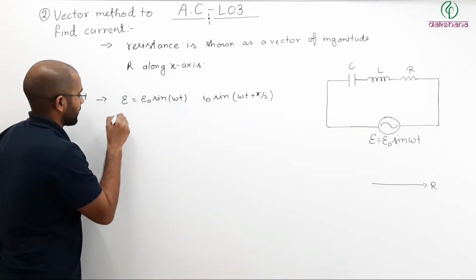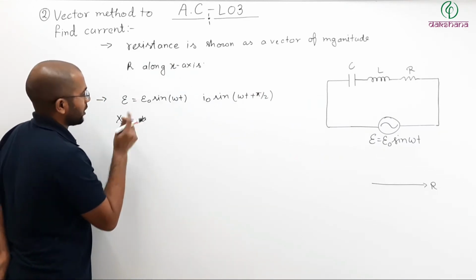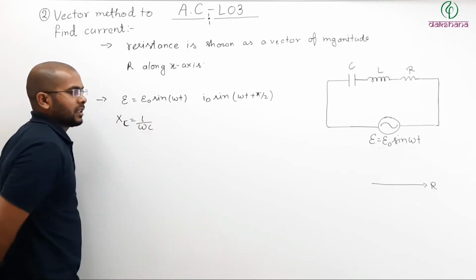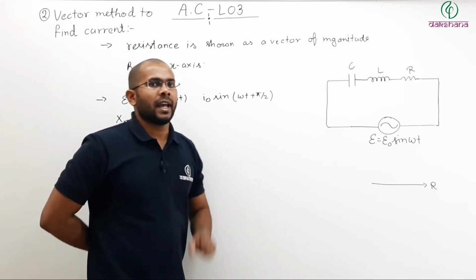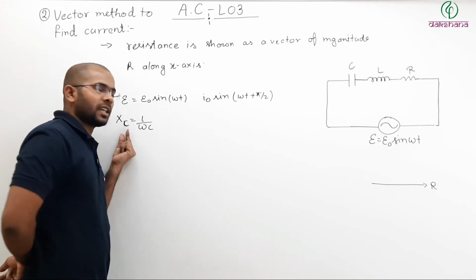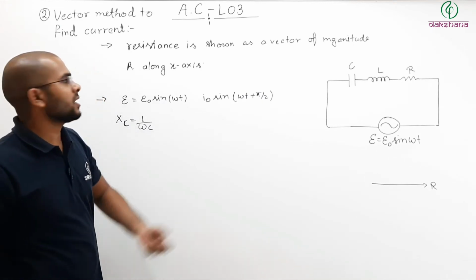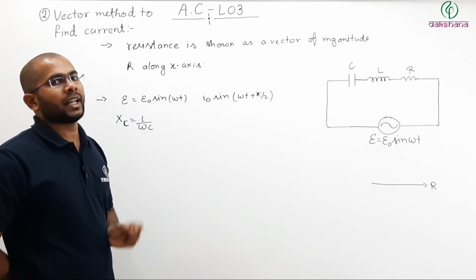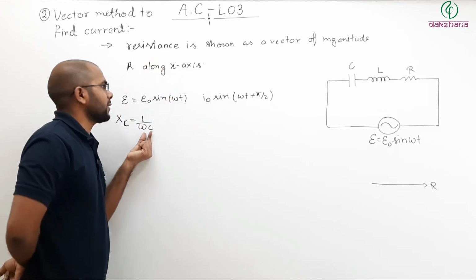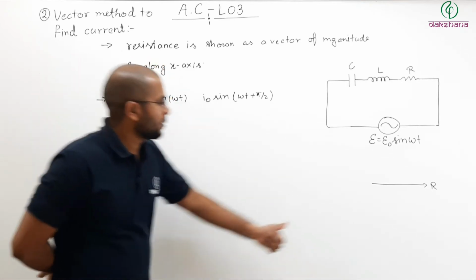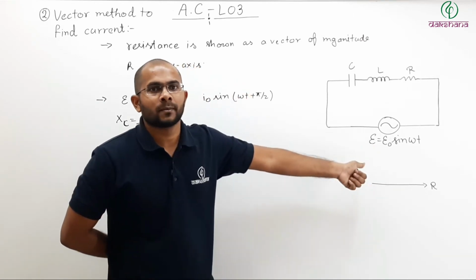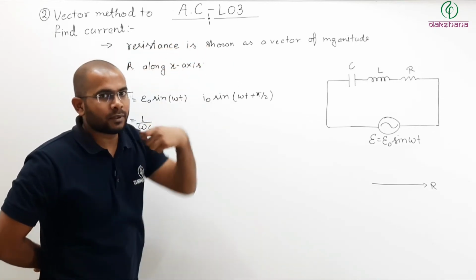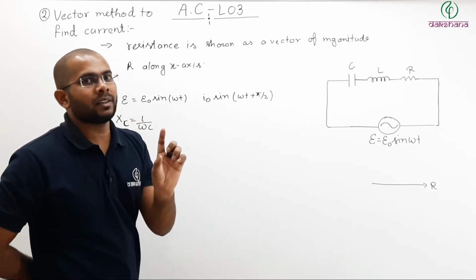So XC, which is nothing but 1 by omega C, will be denoted as a vector of magnitude XC. So XC is the effective resistance of the capacitive circuit. So the reactance of the capacitor is denoted as a vector of magnitude 1 by omega C. Along which direction? 90 degrees to the resistor. Why? In the case of pure resistance, both current and EMF have the same phase. In the case of capacitance, current and EMF differ in phase by pi by 2.